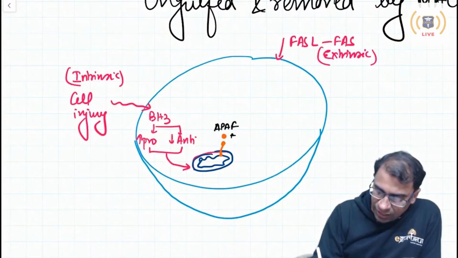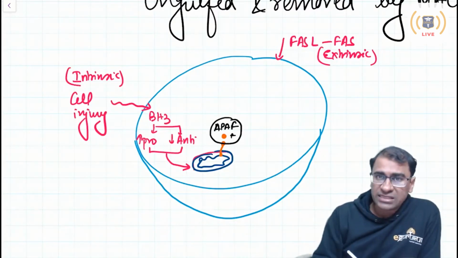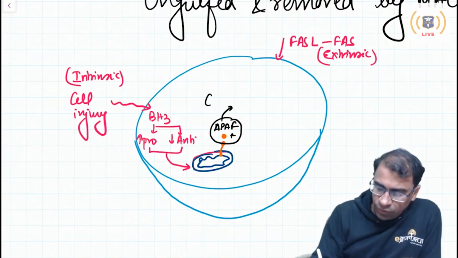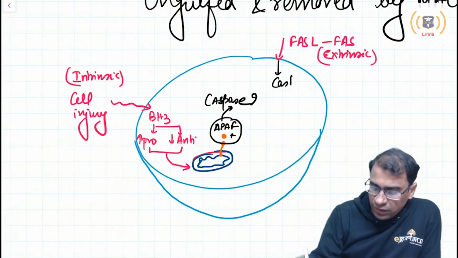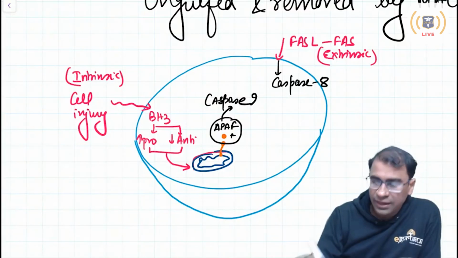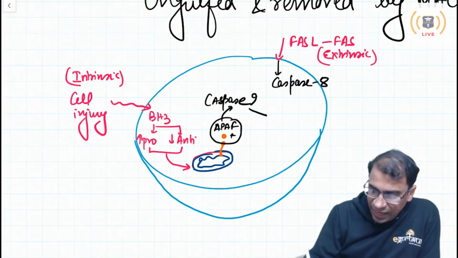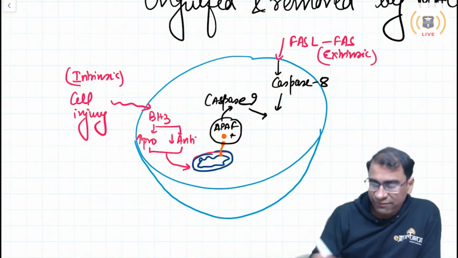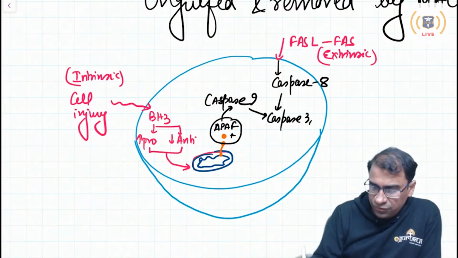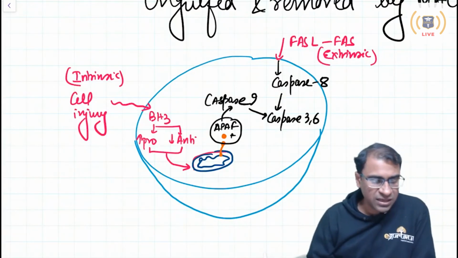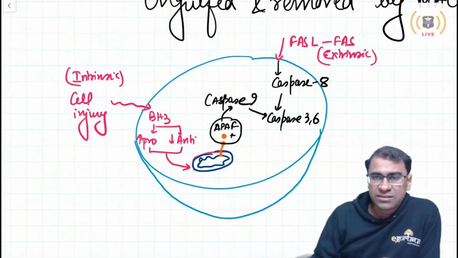This will then combine with APAF, and these two, called apoptosome, will then activate what? Caspase number 9. The Fas and Fas ligand will activate caspase number 8. This 9 or this 8 will then activate what? Execution caspase number 3 and 6.